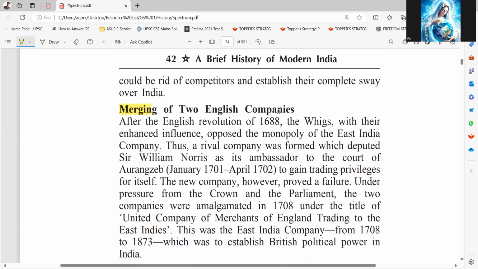Next is the merging of two English companies. After the English Revolution of 1688, the Whigs, with their enhanced influence, opposed the monopoly of the East India Company. Thus, a rival company was formed, which deputed Sir William Norris as its ambassador to the court of Aurangzeb from January 1701 to April 1702 to gain trading privileges for itself. The new company, however, proved a failure.